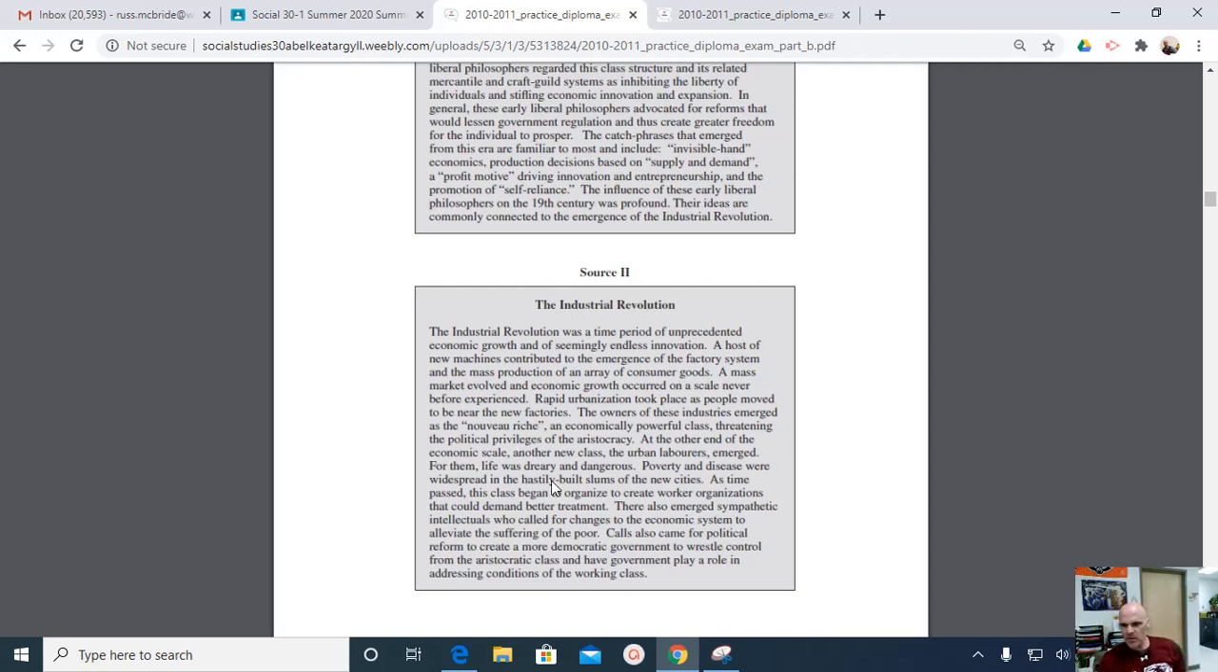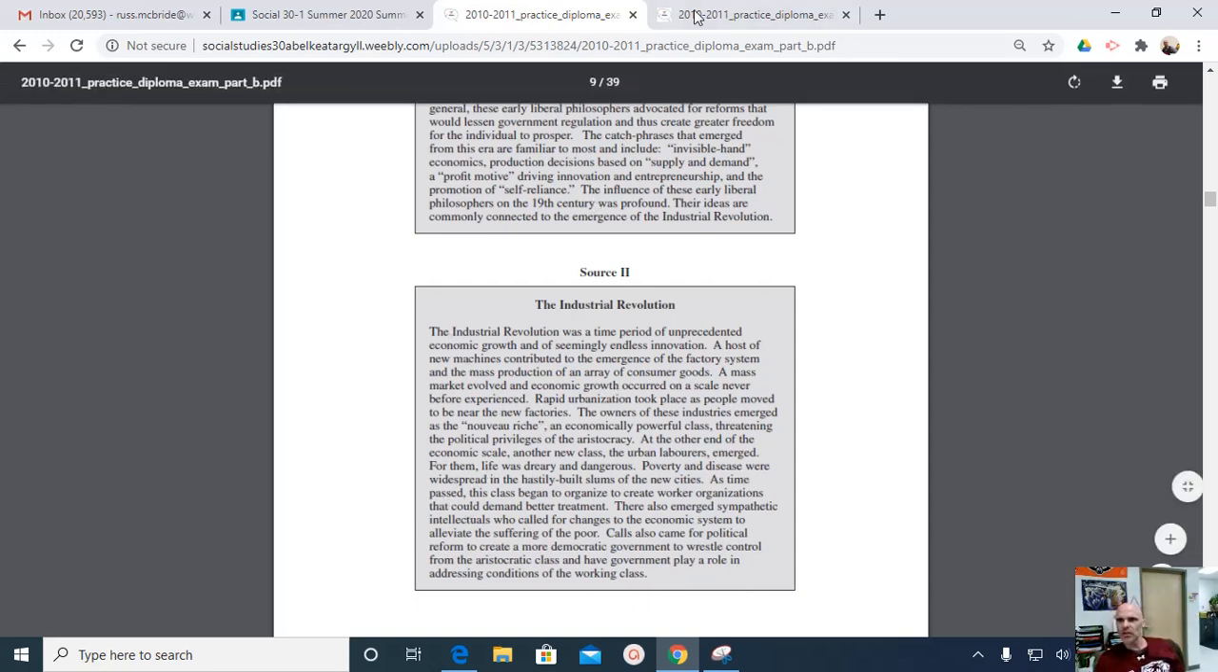At the other end of the economic scale, another new class, the urban laborers, emerged. For them, life was dreary and dangerous, with poverty, disease widespread, and hastily built slums. As time passed, this class began to organize to create worker organizations that could demand better treatment. There also emerged sympathetic intellectuals who called for changes. Calls also came for political reform. This is a great summary of the Industrial Revolution.